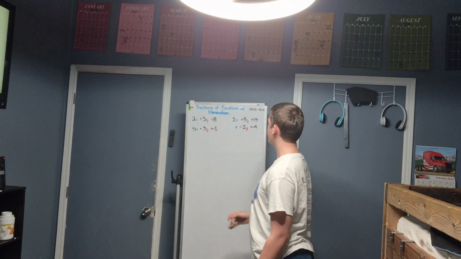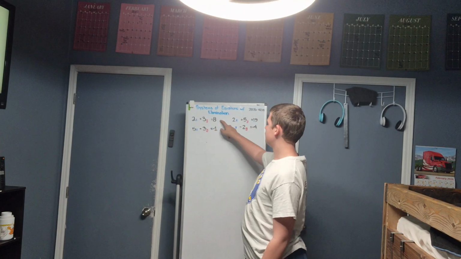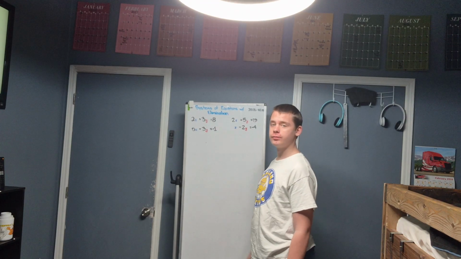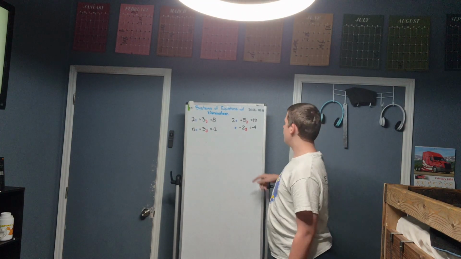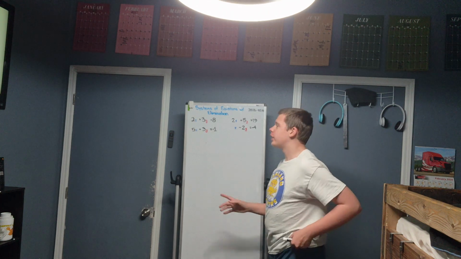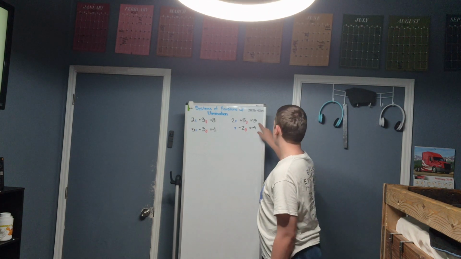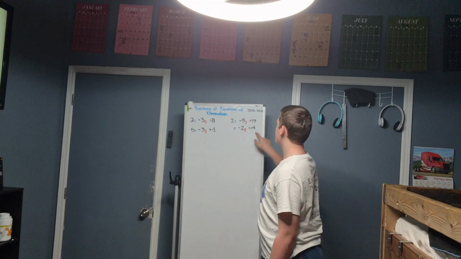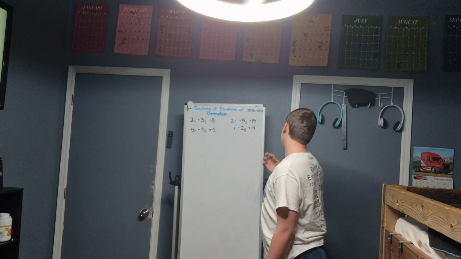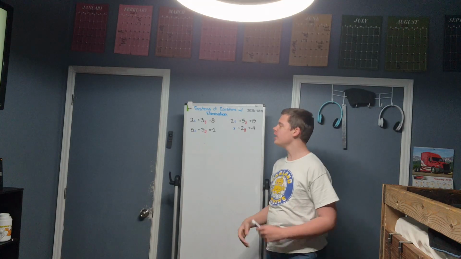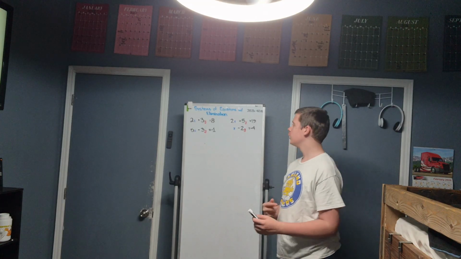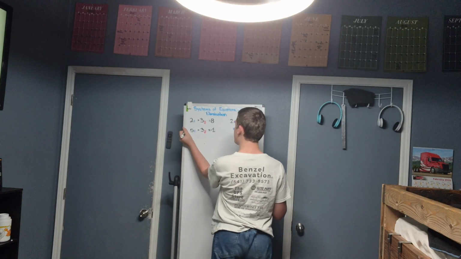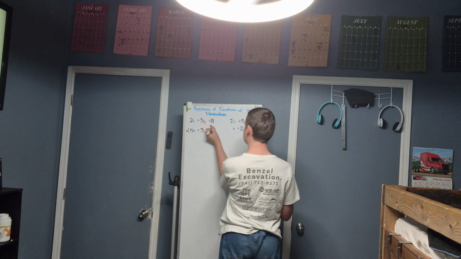So we're going to add. We have 2x plus 3y equals 8. At the bottom, we have 5x minus 3y equals negative 1. On the second system, we have 2x plus 5y equals 19. And on the bottom, we have x minus 2y equals negative 4. So we're going to eliminate one of those two. To do this, we're going to add the equations.